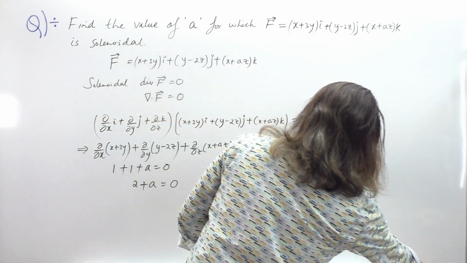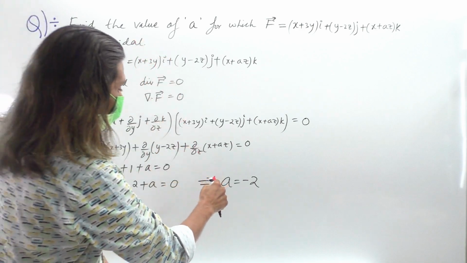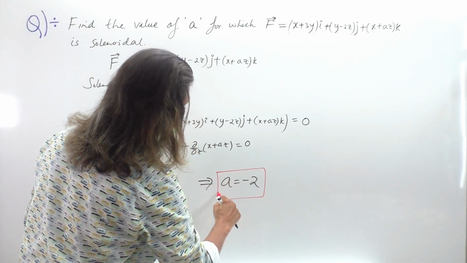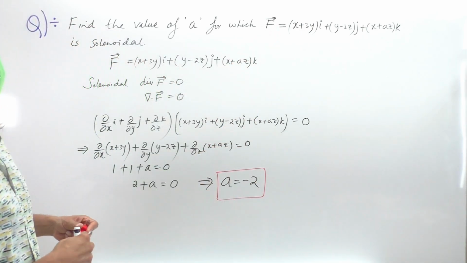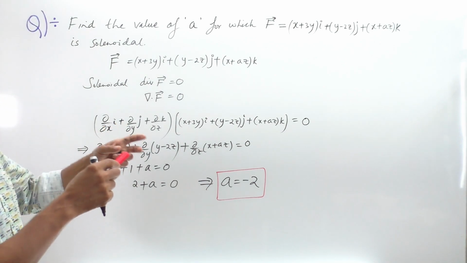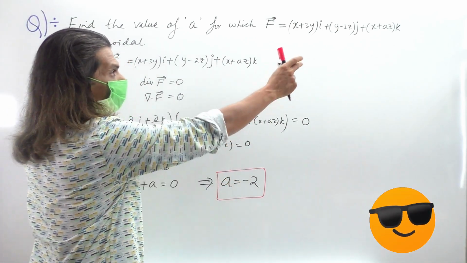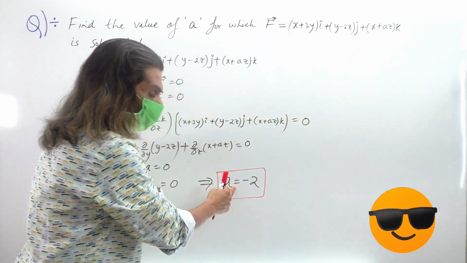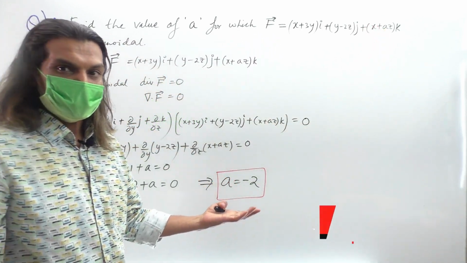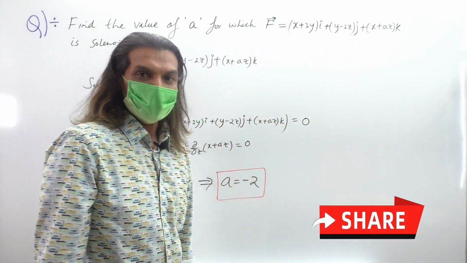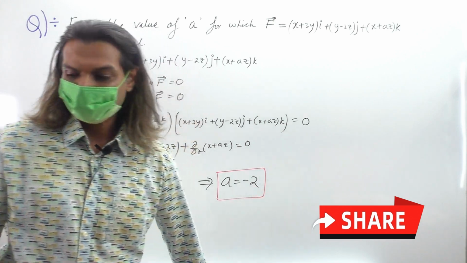Minus 2. Therefore, the value of a for which the vector field f is equal to (x plus 3y) i plus (y minus 2z) j plus (x plus az) k is solenoidal is, the answer is, a is equal to minus 2. As simple as that. That is it. I hope you understood this solution.